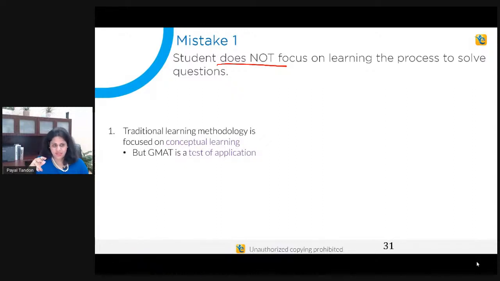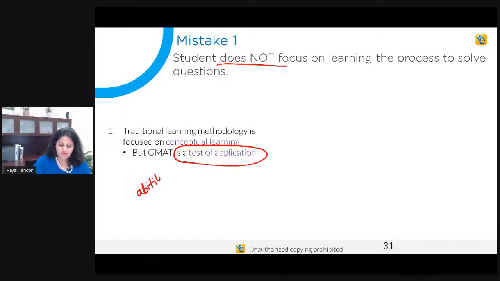In my opinion, there are 2 reasons. One is that traditional learning methodology is focused on conceptual learning. Okay, you learn the concepts, you practice concepts, and so on, right? But GMAT is a test of application. It's the test that's testing you on your ability to solve difficult questions correctly. Always come back to this definition of what it is that GMAT is testing you on. Can you solve difficult questions correctly? So that's why the traditional learning methodology that we have ingrained in our minds, that you learn the concepts, you practice, is not going to work on the GMAT.